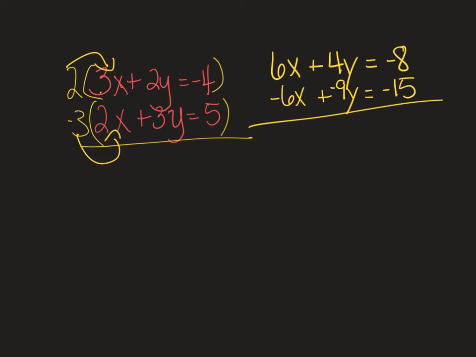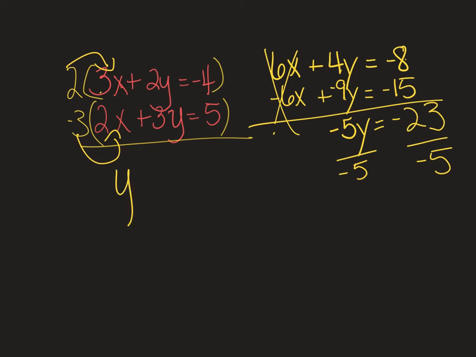That's still easier, you think? Yep, you just have to think a little bit about what you can multiply to get opposites. Now, 4y plus a negative 9y is what? Negative 5y. Negative 8 plus a negative 15. Okay, negative 23. You're going to end in a fraction here, and that's okay. Divide by negative 5. Divide by negative 5. So y equals positive 23 over 5 because they cancel, correct?